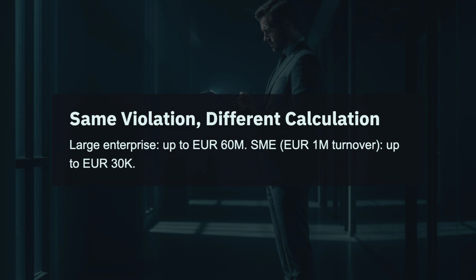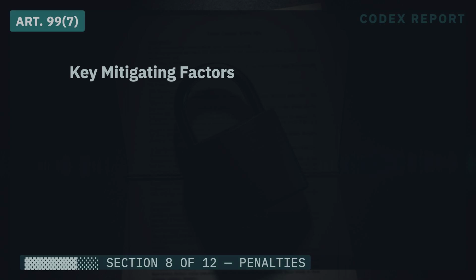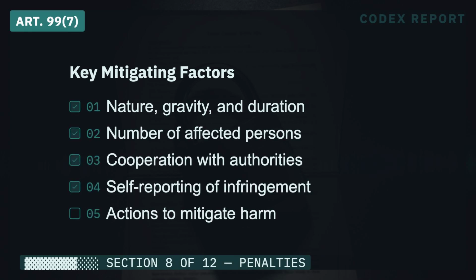This is an explicit recognition that the percentage figure might be negligible for a small company, while the fixed amount would be existential. For an SME with €1 million in turnover, 3% is €30,000. 15 million would be a death sentence. The regulation gives them the 30,000 figure.